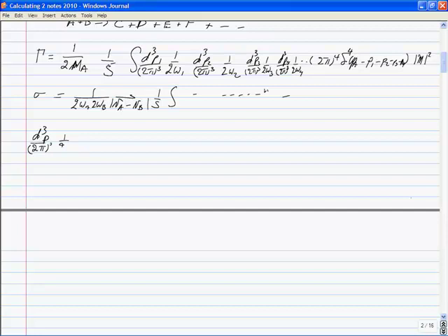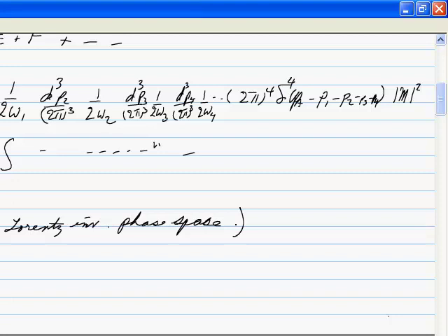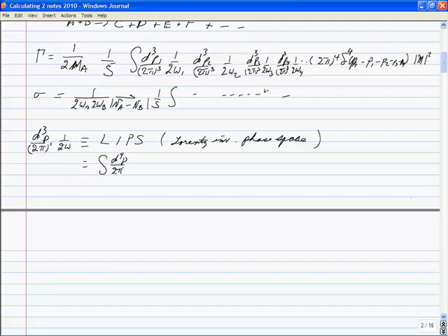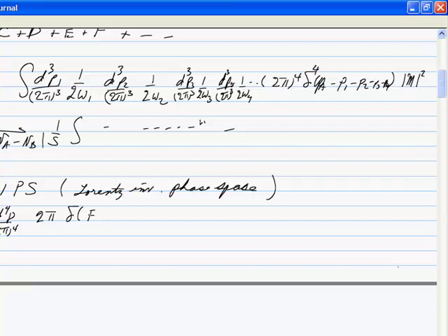okay? That's called, I think I mentioned this last time, Lorentz invariant phase space, LIPS. Phase space means counting states. Lorentz invariant is not so obvious there. It turns out it is a Lorentz invariant. Here's how you see that it is. This is equal to the integral d4p over 2 pi to the fourth, 2 pi delta function of p0 squared minus p vector squared minus m squared, theta of p0.